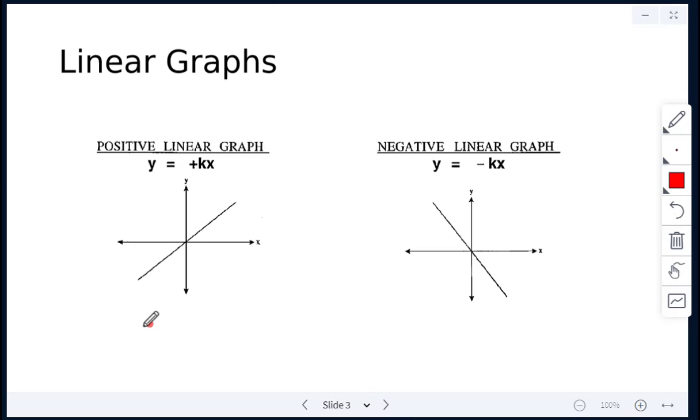All right, so here are two linear graphs. This is a positive linear graph, so we have a positive k value here. A positive linear graph going from left to right is going in the upward direction. If we have a negative linear graph and we look at it from left to right, it's going down. So it would have a negative k value here.